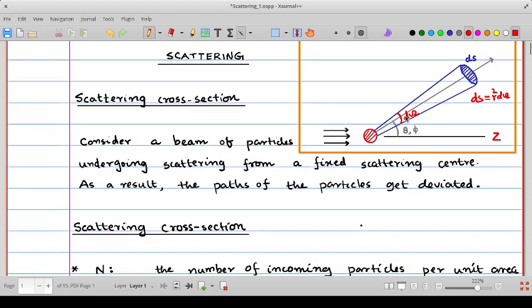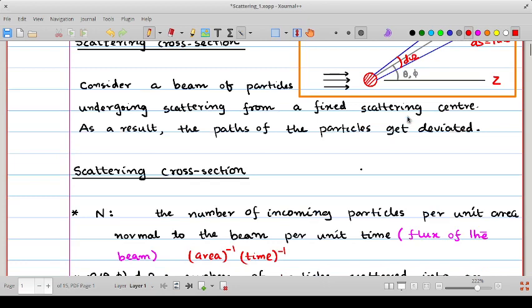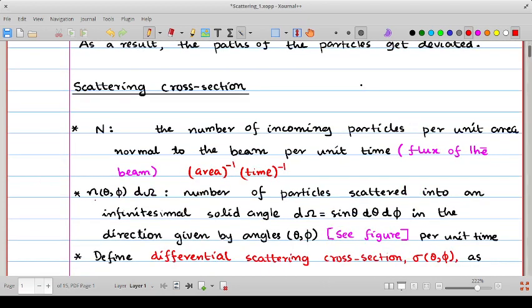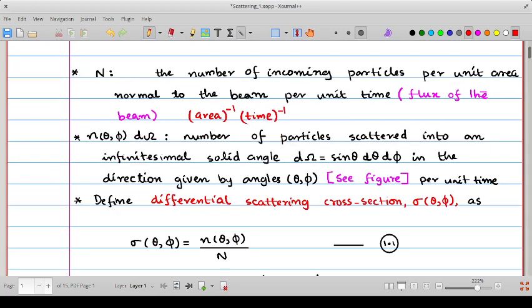Now the number of particles that are scattered into an infinitesimal solid angle d omega in a direction theta phi will be proportional to the magnitude of d omega, and can be written as a quantity n which depends upon theta and phi, the direction, times d omega. And so n(theta, phi) d omega is the number of particles that is scattered into an infinitesimal solid angle d omega, and this d omega is given by sine theta d theta d phi, and it has dimensions of inverse time.